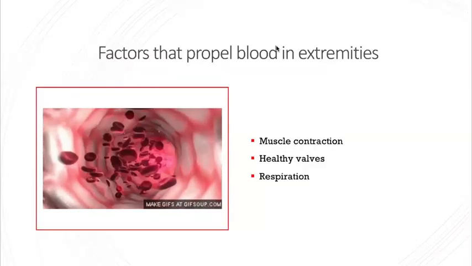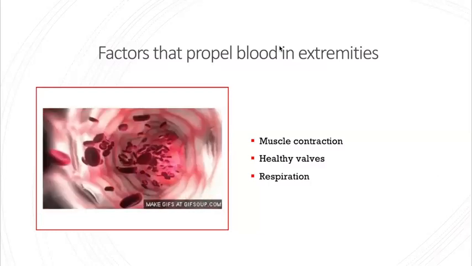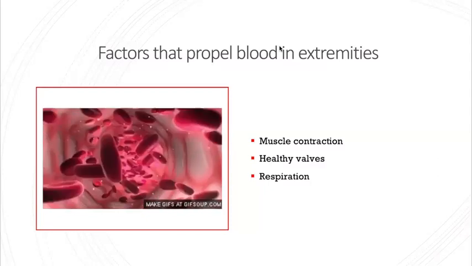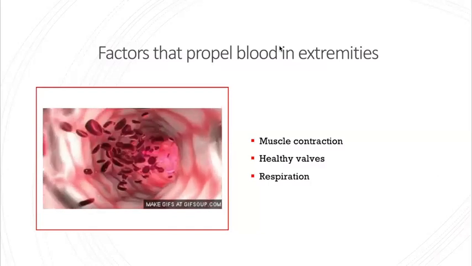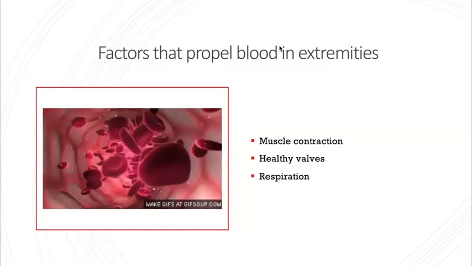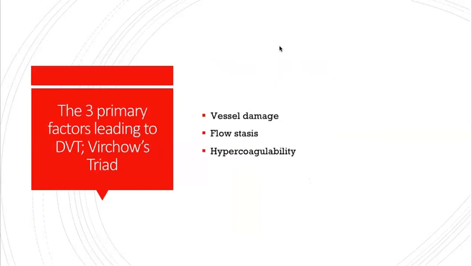So one more time, these are the factors that help propel blood. Your muscles moving help push blood towards the heart. Valves continue to help blood go towards the heart, and breathing, because venous flow depends on respiration. So respiration also helps propel blood towards the heart. We're talking about venous return of the blood to the heart. These are the events that can increase the possibility of DVT. And then these are the three factors that are known as Virchow's triad.